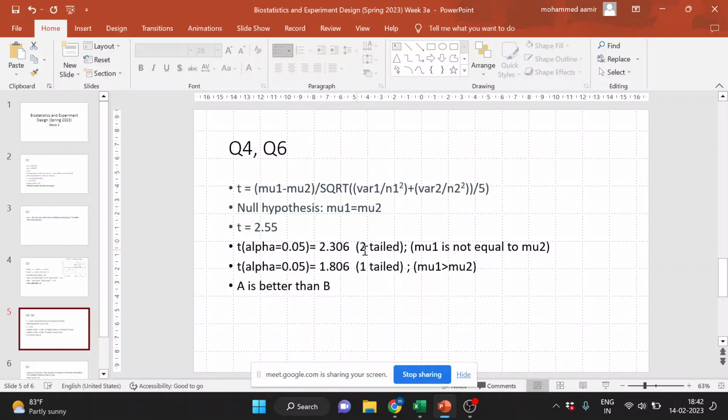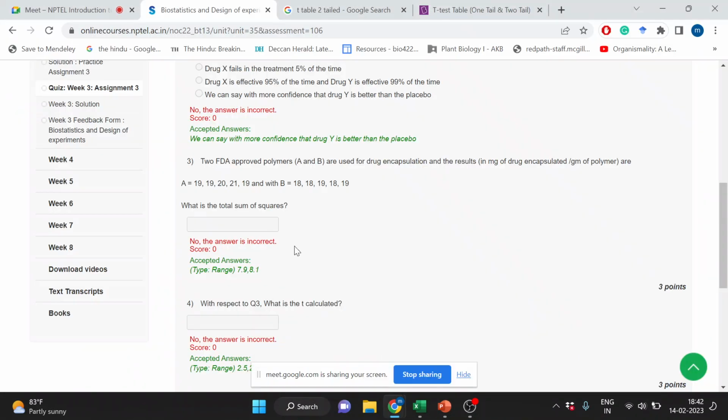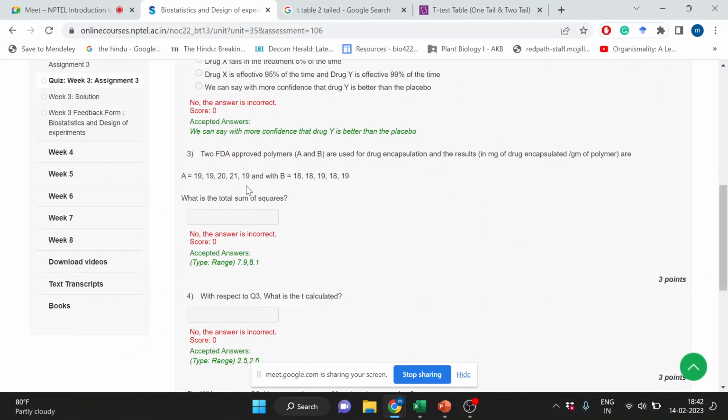Now, for a two-tailed t-test at 0.05 significance, how many degrees of freedom do we have here? Tell me. I'll show you the question again. We have 5 data points in each. So what is the degrees of freedom here? Can someone tell? 8 degrees of freedom. Why 8 now and not 9?